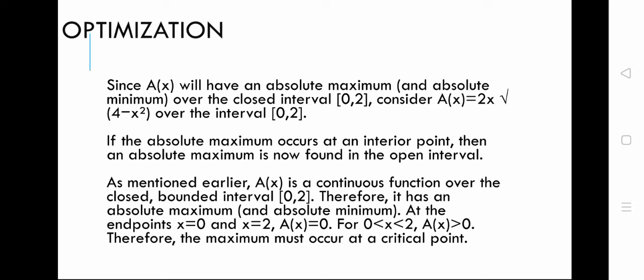At the endpoints, x equal to 2 and x equal to 0, A of x is 0. Kasi yun yung given sa ellipse. Kapag x is 0, yung value ng A is 0. For the interval 0 less than x less than 2, A of x is greater than 0, so therefore the maximum must occur at the critical point. Dito na tayo ulit papasok sa pag-derive.